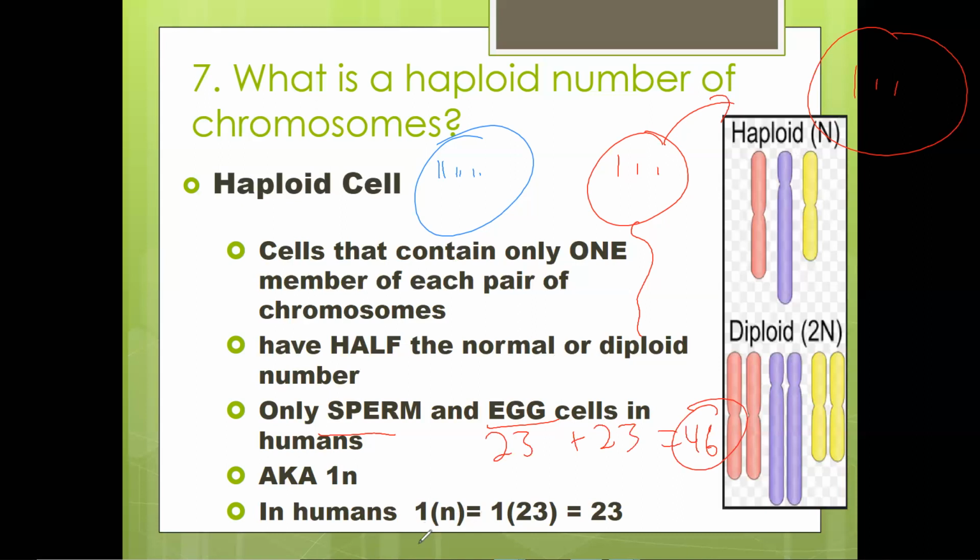And so we say that haploid cells are 1N because N equals 23, because these are only going to have 23 total chromosomes, whereas a diploid cell over here would have 46.